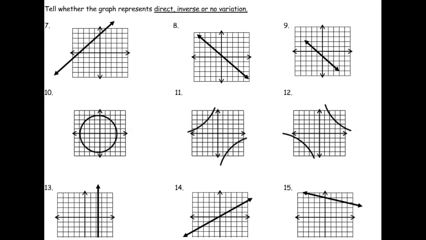Now the graphs should be super easy. Direct variation is a straight line going through the origin, so this one would be a direct variation, so we'll write direct here. No variation would be right here. This one would be none or no. This one right here is kind of sad, but it looks like a hyperbola here, because our graphs are a little bit off, it would be an inverse. So those graphs should be super easy if you go through them.